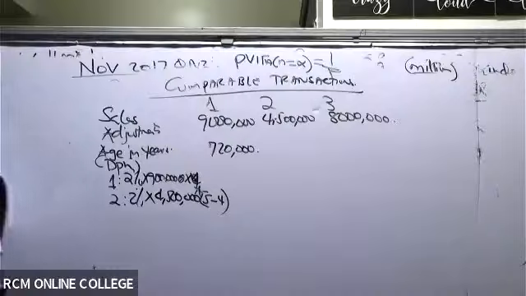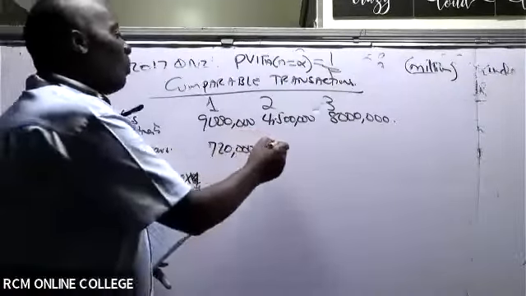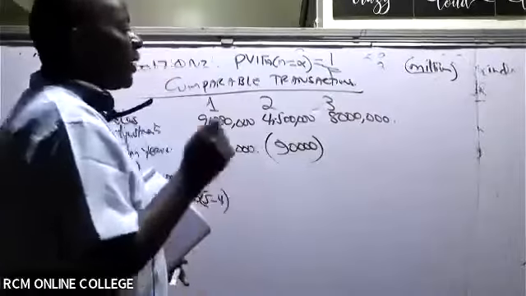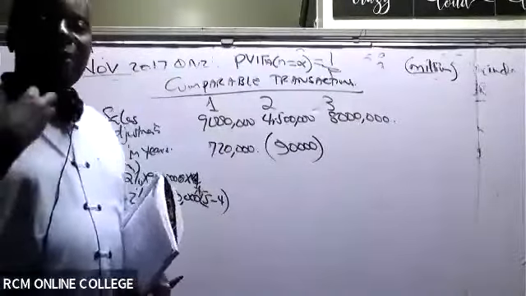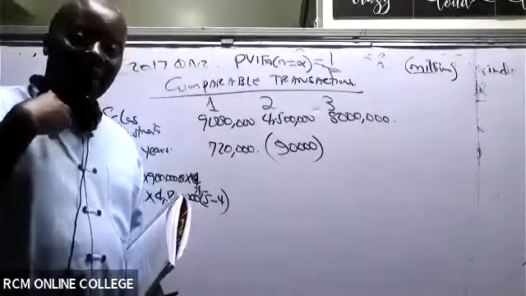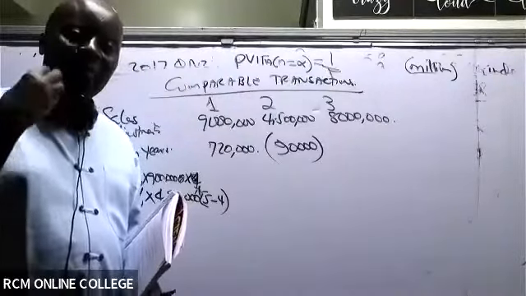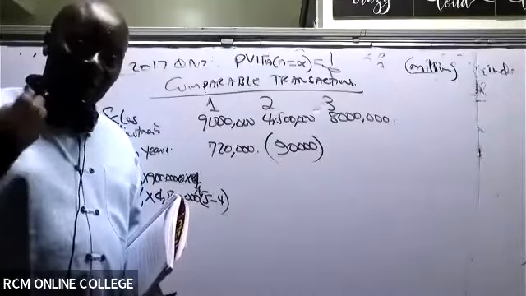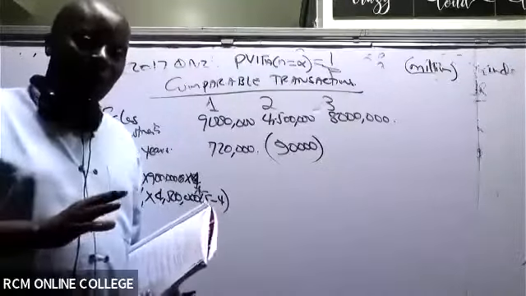So you're getting here 90,000. So this 90,000 in comparison to my property, I need to deduct it. My property will have a lower value because my property ni mzee. I'm comparing this in relation to my property. My property ni mzee, so my property will have a lower value like that.